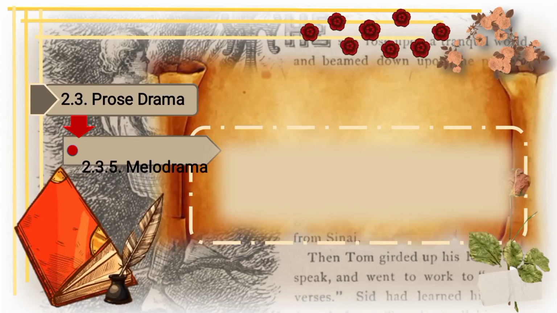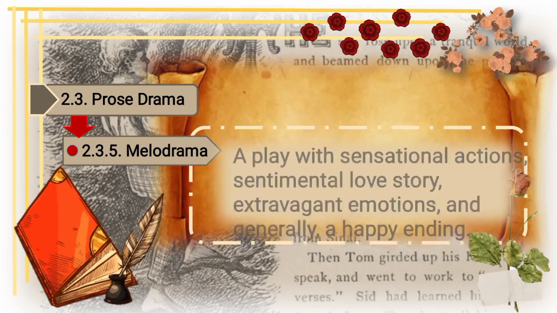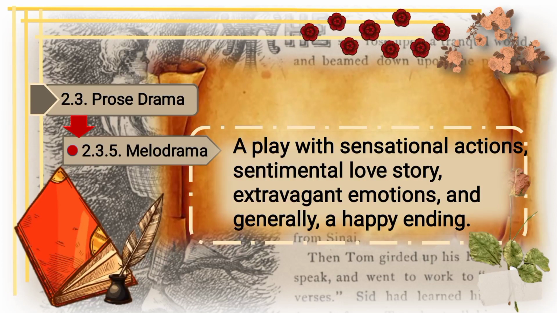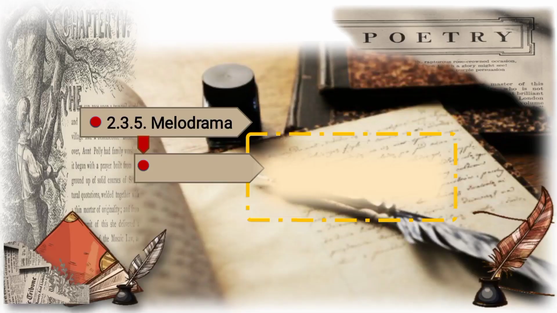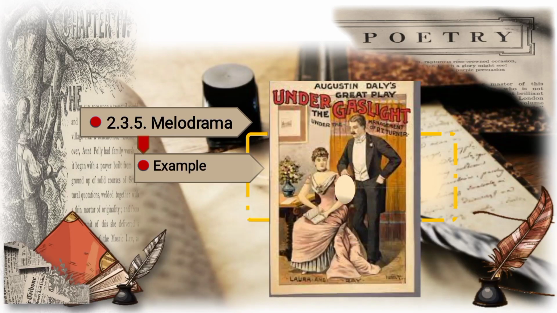And lastly, under the prose drama is the melodrama. It is a play with sensational actions, sentimental love story, extravagant emotions, and generally a happy ending. The virtuous suffers in the hands of the villainous, but in the end, virtue is triumphant. The example of this is Under the Gaslight by Augustin Daly.